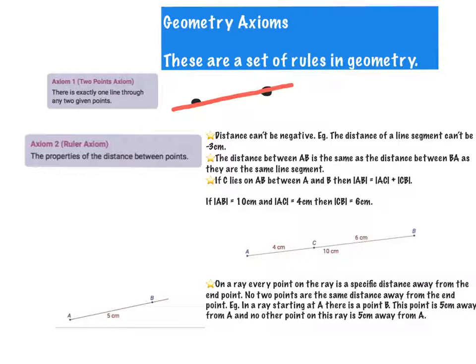So now we're going to have a look at axiom 2. And this axiom is about the properties of the distance between points. So it has four different sections here.